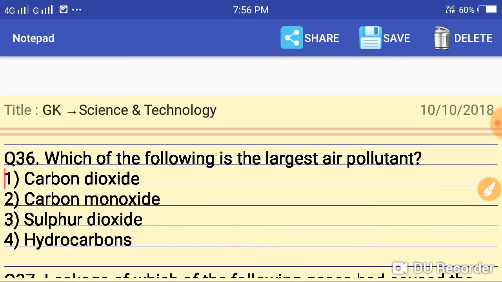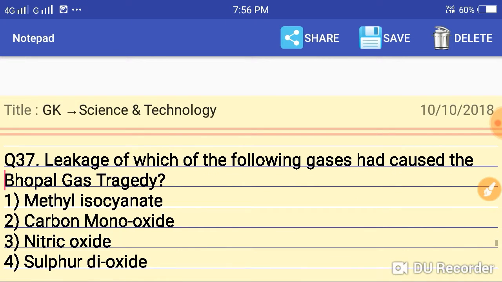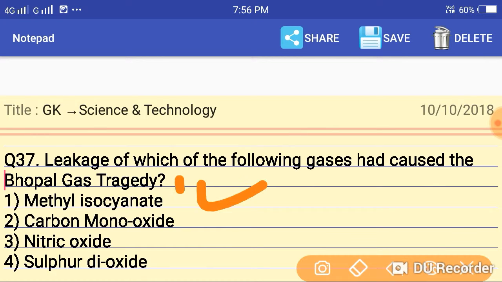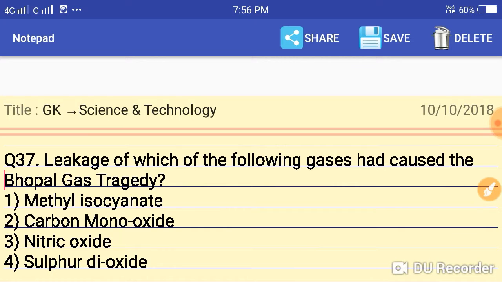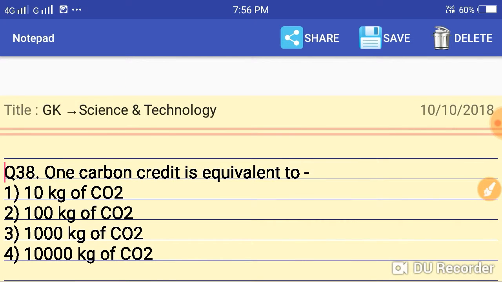Next question. Leakage of which of the following gases had caused the Bhopal Gas Tragedy? So important question. Right answer is option 1, methyl isocyanate. Option 1, right answer. Next question. One carbon credit is equivalent to. So right answer is option 3, 1000 kg of carbon dioxide, CO2. This is an important question.